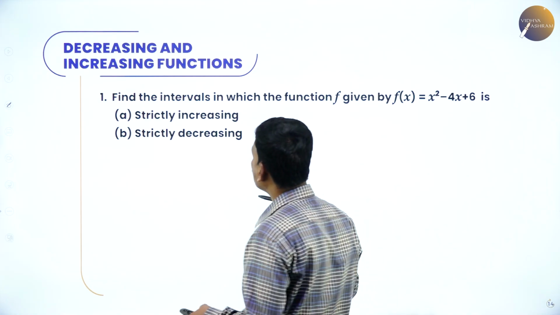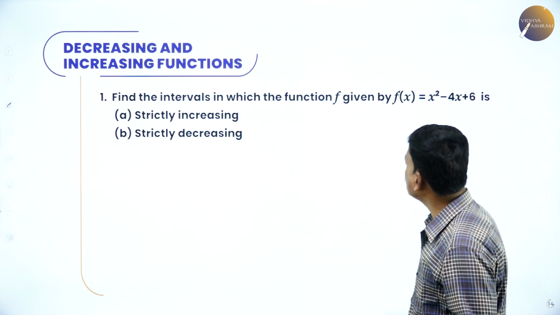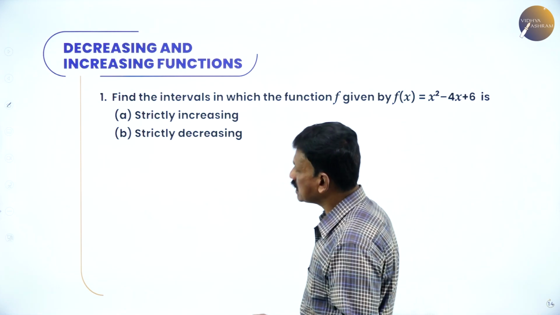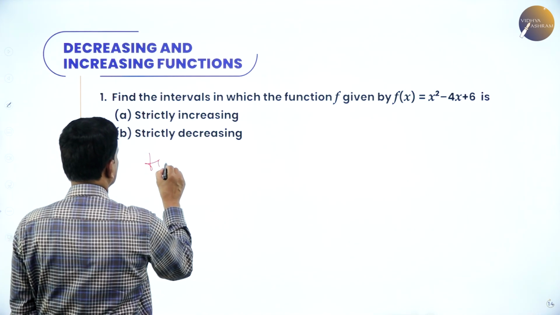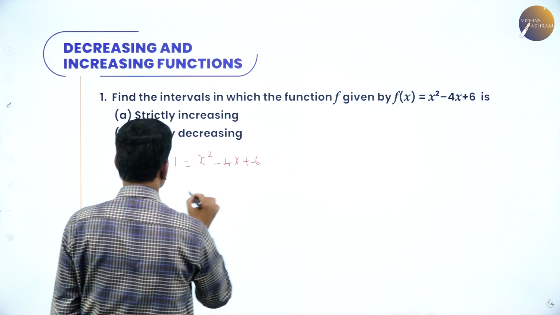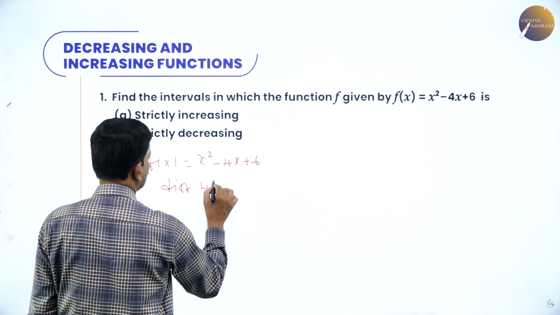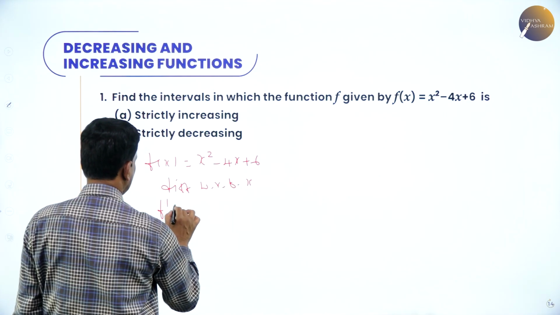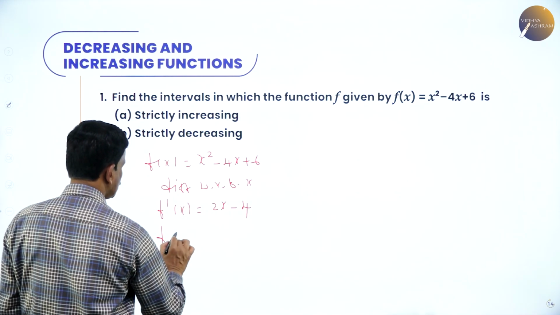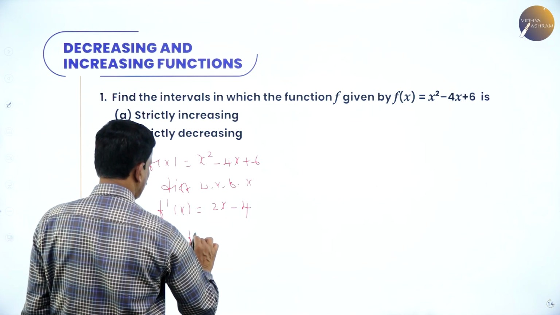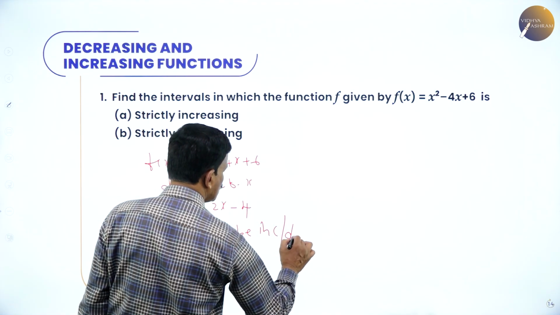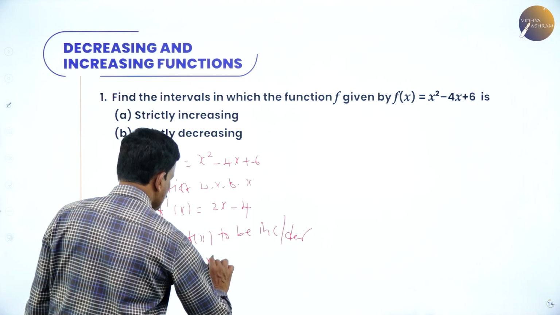Now, here, what is the problem given? Find the intervals in which the function given by f of x is equal to x square minus 4x plus 6 is strictly increasing and strictly decreasing. What is given? f of x is equal to x square minus 4x plus 6. Differentiate this. Differentiating with respect to x, f dash of x is equal to 2x minus 4. Now, for f of x to be increasing or decreasing, f dash of x is equal to 0.